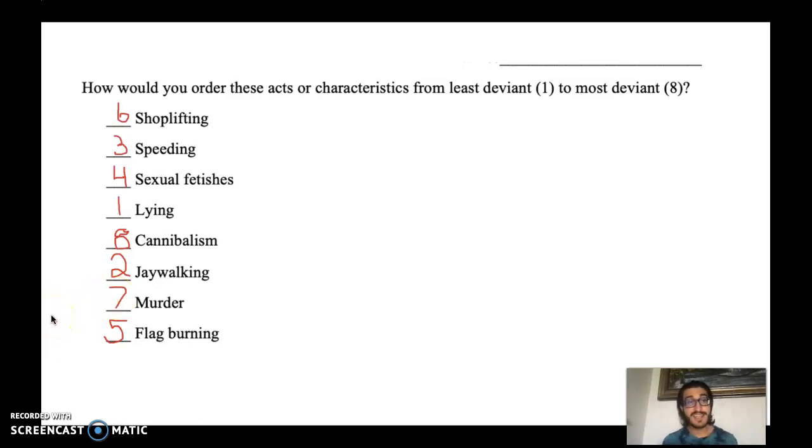All right, so this is how I ranked these behaviors, and I'm anticipating that for the majority of you, you probably have somewhat of a similar ranking comparison because the majority of us were raised in the same society. So we've been socialized into the same norms. We've been socialized to understand what behaviors are acceptable and what behaviors are deviant. And likely you ranked something similar to this.